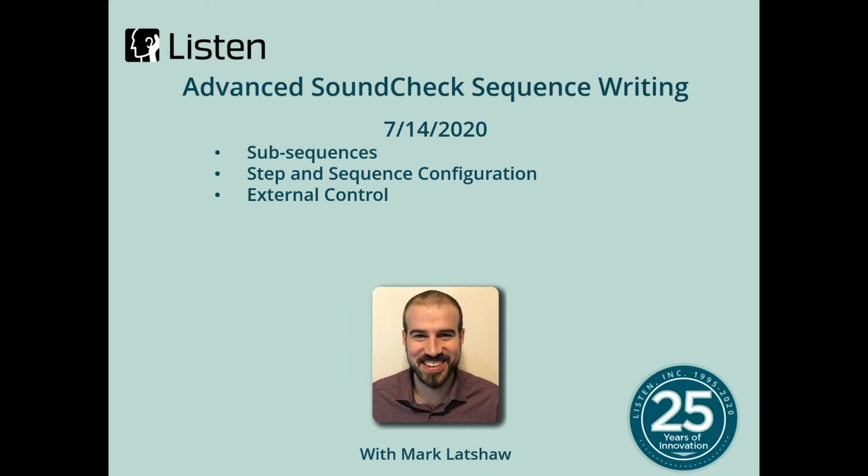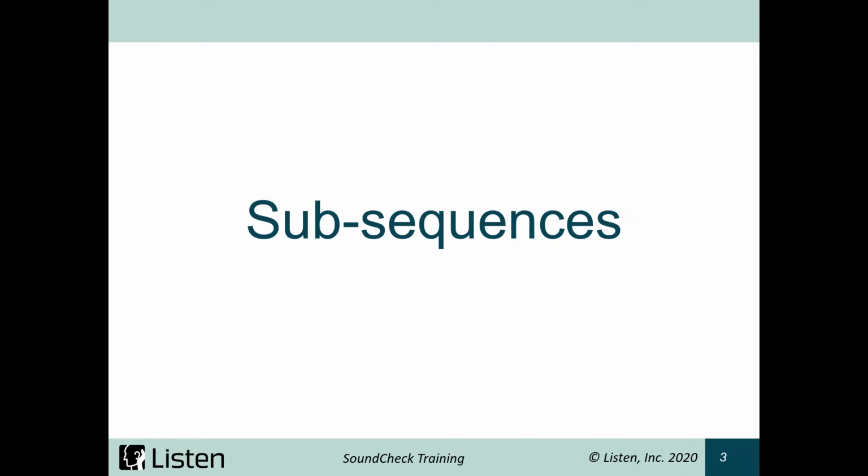We're going to kind of just jump in with these three topics. We're going to start by discussing subsequences, how to use them, when to use them, and what possible benefits they can bring to sequence writing. Then we'll look at step and sequence configuration, specifically how to take steps, create loops out of them, what putting different settings on different steps will do to a sequence run. And the last subject we have is external control of SoundCheck using TCPIP commands. And with that, let's get started with subsequences.